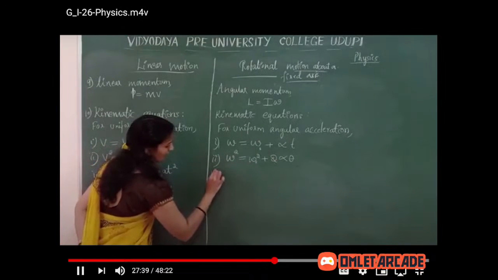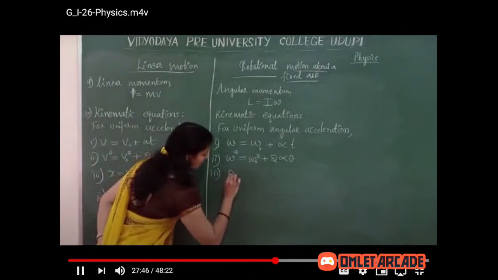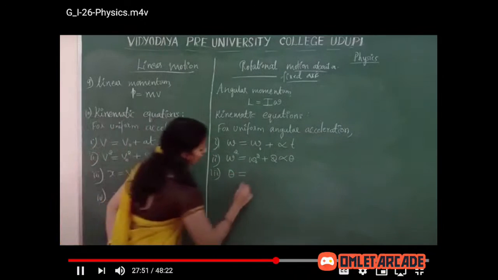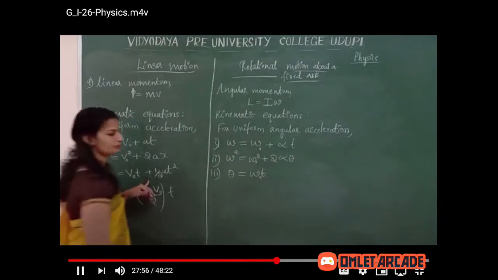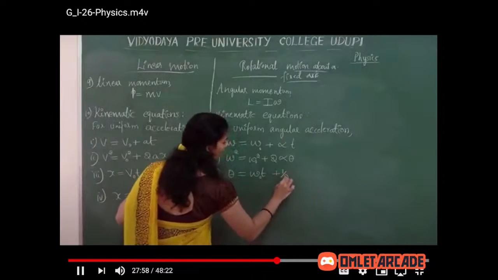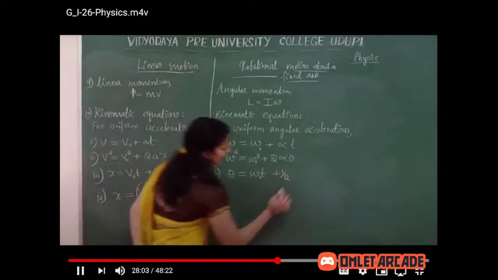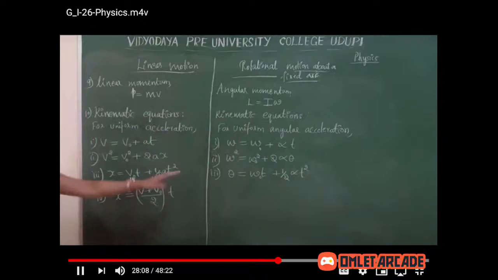Third one, X equal to V naught T plus half A T square, right? In place of X it is theta, which is equal to V naught into T, that is omega naught into T, plus half A T square. So it is half alpha T square. T is same, the time value is same in both the cases.